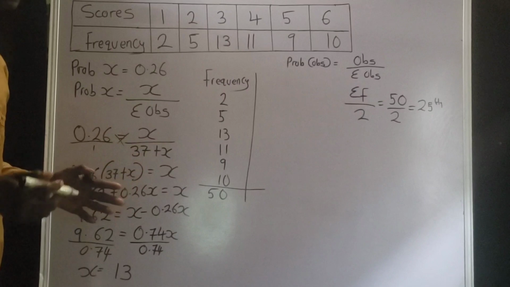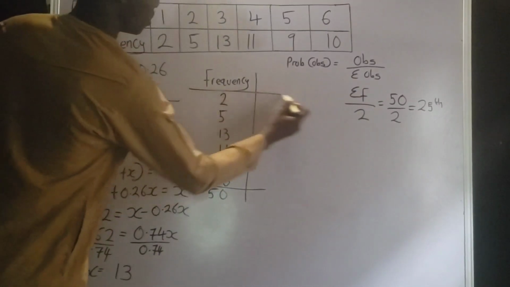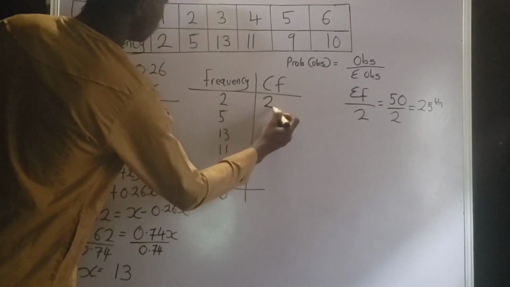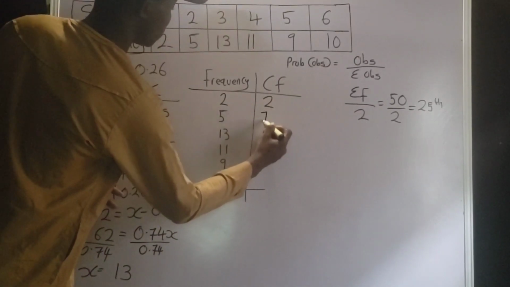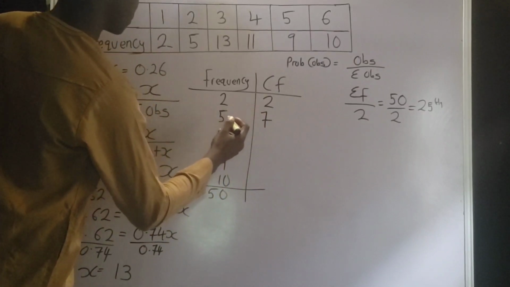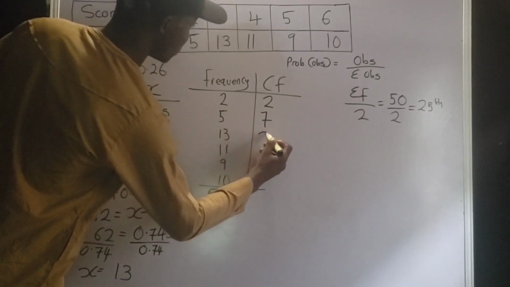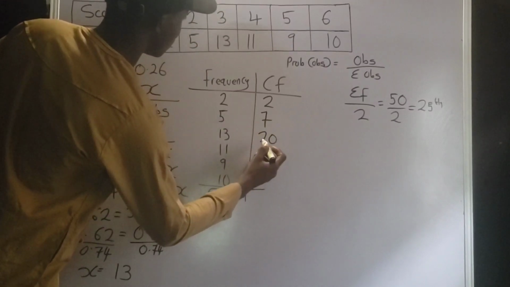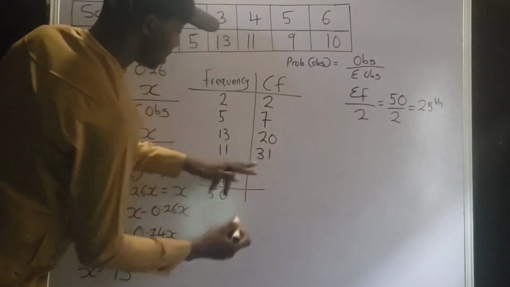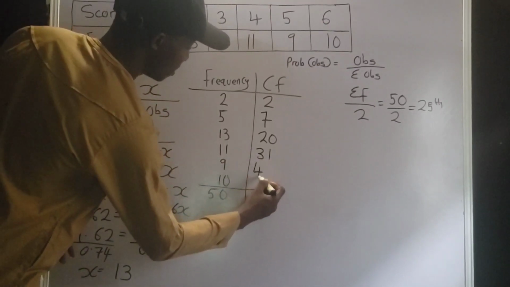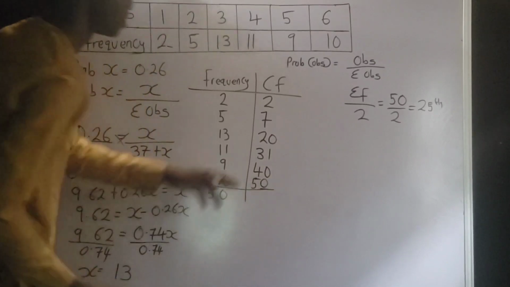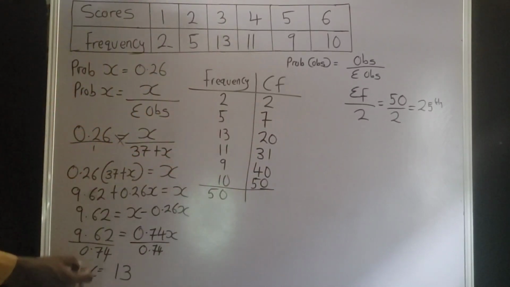Now we are going to construct our cumulative frequency table. Cumulative frequency, that is CF. So for this, I'm going to have 2 plus 5, 7, 7 plus 13, that is 20, 20 plus 11, that is 31, 31 plus 9, that is 40, 40 plus 10, that is 50. So I've already constructed the cumulative frequency.